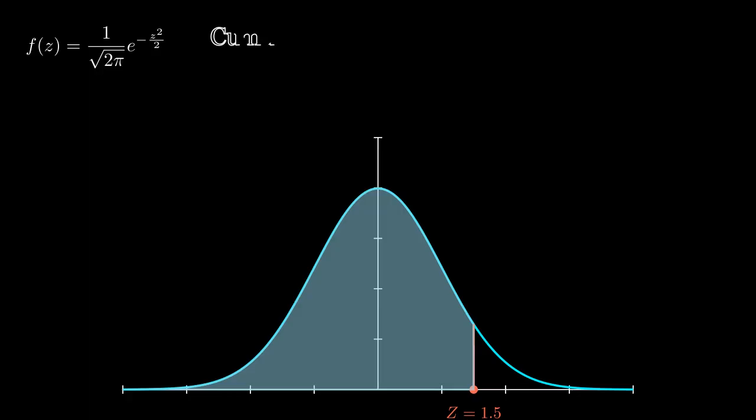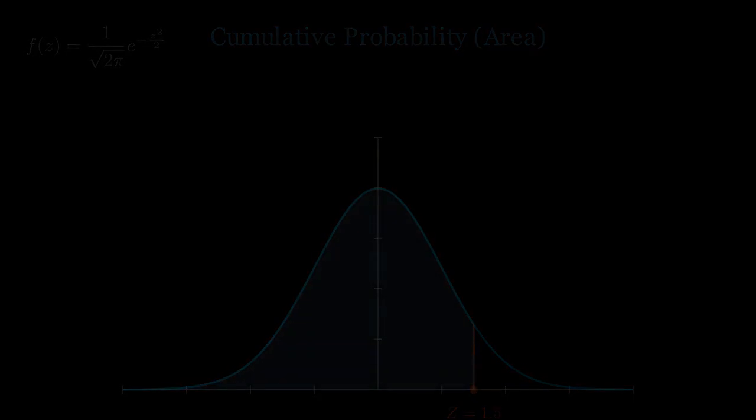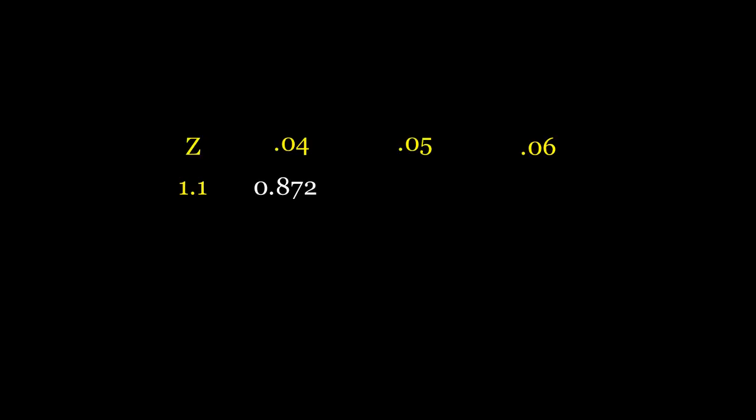The z-table is the mathematical bridge that converts these z-scores into probability. Specifically, the most common type of z-table shows the cumulative probability from the far left of the curve up to your specific z-score. In other words, it tells you the area under the curve to the left of your point.